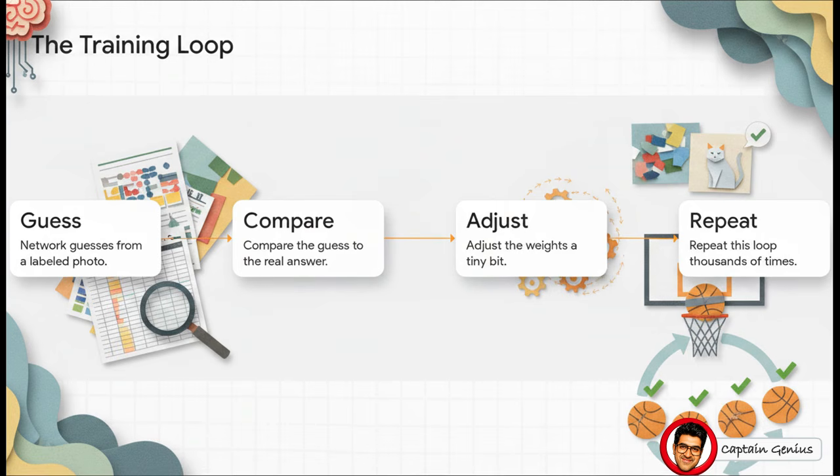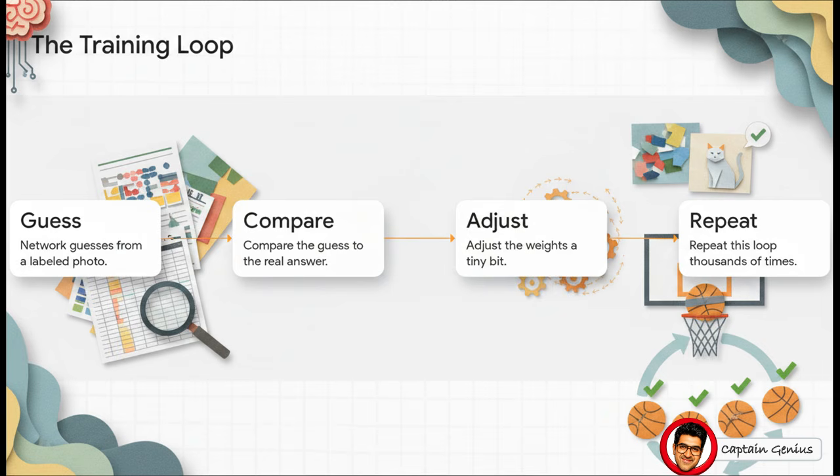Well, when an AI is brand new, its internal importance scores, those mathematical weights we talked about earlier, are completely random, meaning its very first guesses are total nonsense. It learns through what we call the training loop. It goes like this. Show it a labeled photo, let it guess, compare the guess to the real answer, adjust the weights, and repeat.